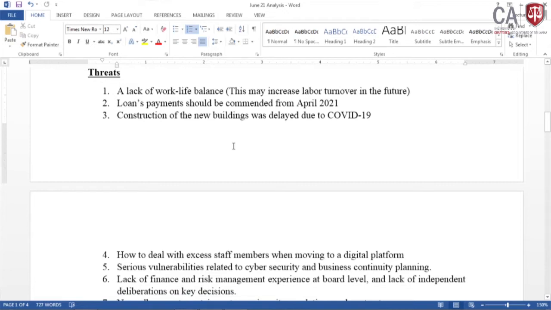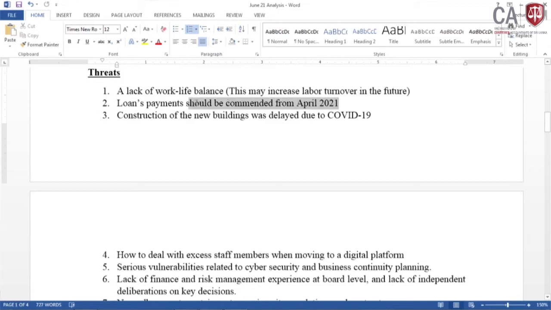A lack of work-life balance, that has been given in the case in certain areas, especially support areas. So, what can happen due to this? People may not be happy and they may leave the organization. This may increase labor turnover in the future.